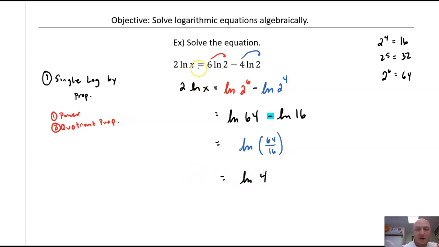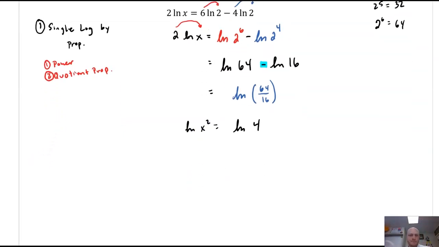So I have, well, I guess here too, I could use the power property if I didn't see this side. Bring up that 2. So we have natural log of x squared. So that's the condensing of logarithmic equations to where I have a single logarithm on each side. Notice, I have one logarithm on each side.